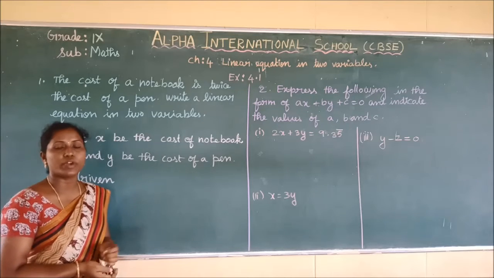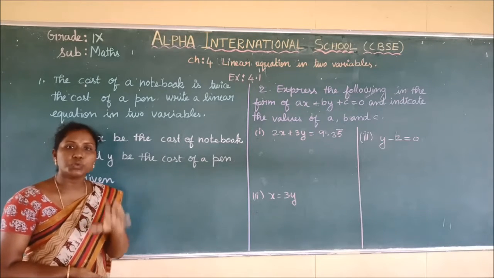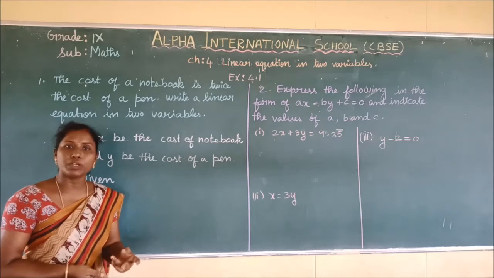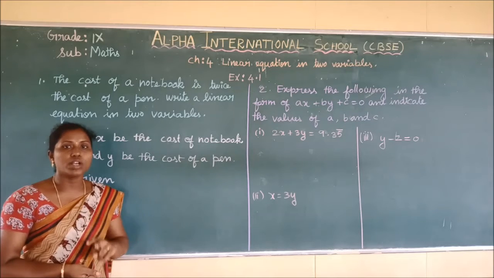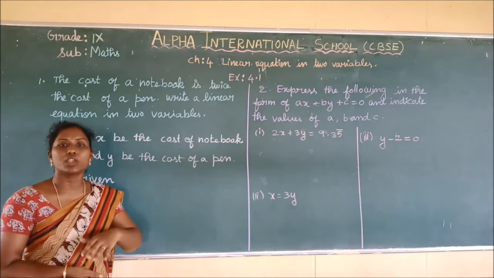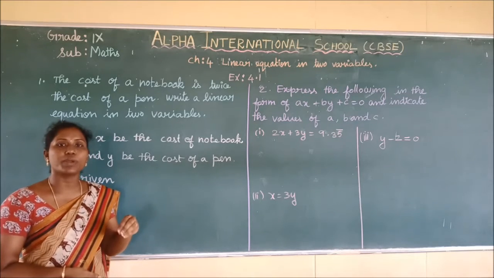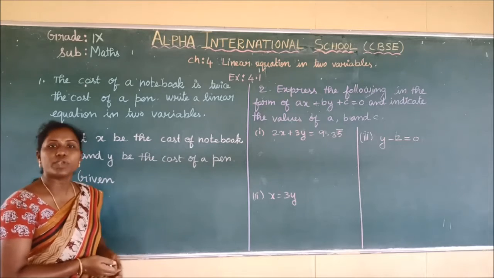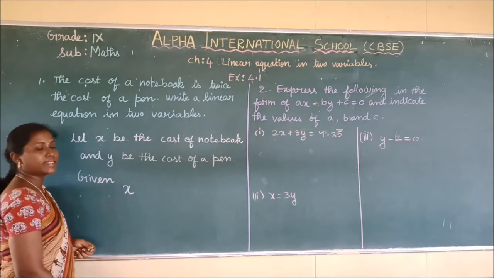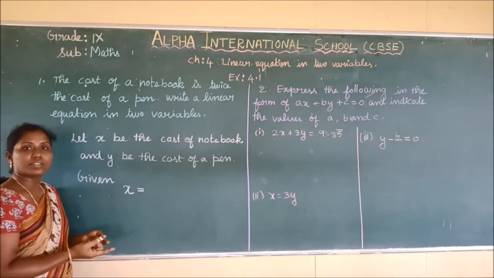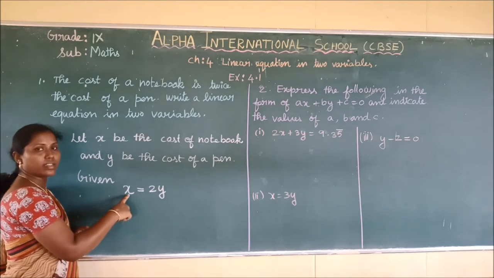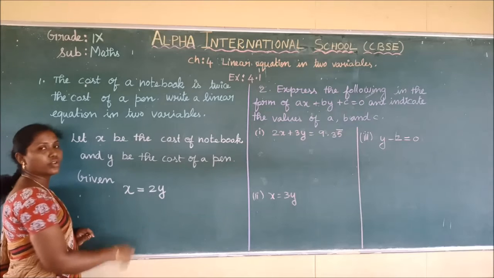Twice means two times. For example, if a pen is 2 rupees, what will be the cost of a notebook? So x is equal to twice the cost of a pen. That means x is equal to 2y. Isn't it? So see here, the cost of a notebook is equal to twice the cost of a pen.